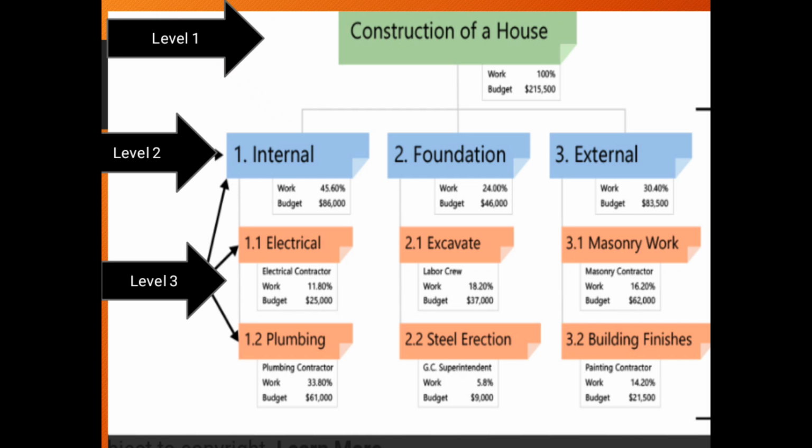On this particular major deliverable, the sub-deliverables are electricity. That means inside your house, you need to put electricity, as well as do plumbing, that is putting toilets and pipes. That is what you need to know. From there, on the major deliverable foundation, you have got sub-deliverables like excavation as well as steel erection. From there, on external, you have got the sub-deliverables like doing the mansard work as well as finishing the building.